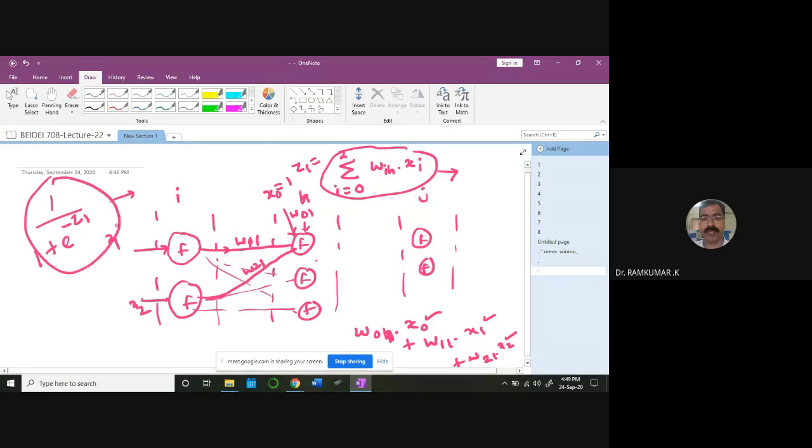I will be getting one output. That is the output of this neuron 1. In the same manner I can do it for neuron 2 and neuron 3, and get the corresponding outputs by passing through the function. Is it clear?